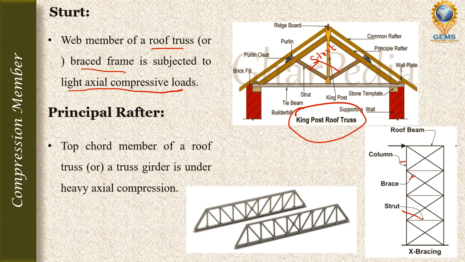Second is the principal rafter. The principal rafter is the top chord member of a roof truss or a truss girder. It is under heavy compressive load. So the strut will have a light compressive load, whereas the principal rafter will have a heavy compressive load. In the roof truss, this one is the principal rafter. It will carry the maximum compressive load, and these points on the roof truss girder are also principal rafters.